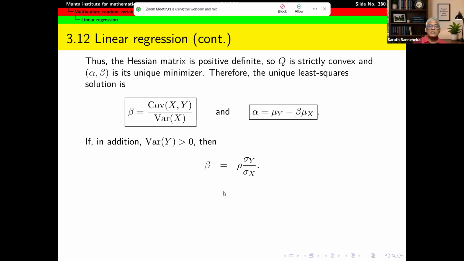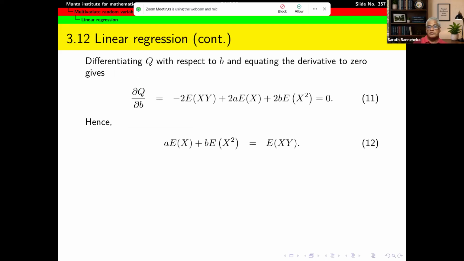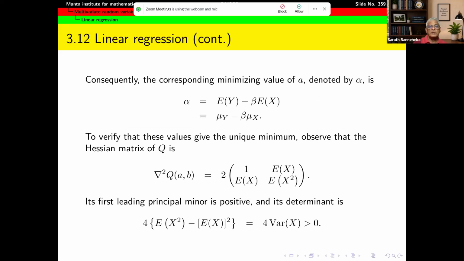So this expression actually has a good implication. Remember, I told you that earlier, rho is a measure of the linear association between x and y. And now we can see there is a direct relationship between rho and this beta, where beta is the slope of the line that we are considering here as a function of x.